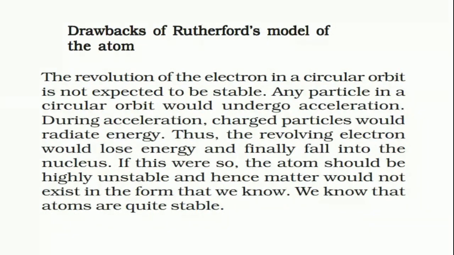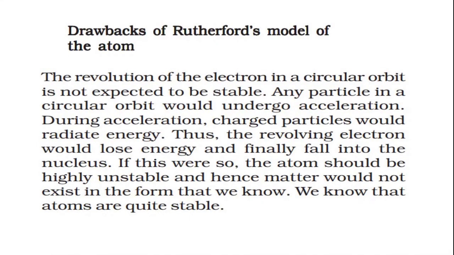If the electrons are going around in a circular orbit, then after some time they will lose energy, and then they will get attracted to the positive charge present in the atom. Any particle in a circular orbit will undergo acceleration. During acceleration, these charged particles would radiate energy. Once they radiate energy, the revolving electron would lose energy and finally fall into the nucleus. So they will be revolving, then lose that energy, and then fall into the nucleus.